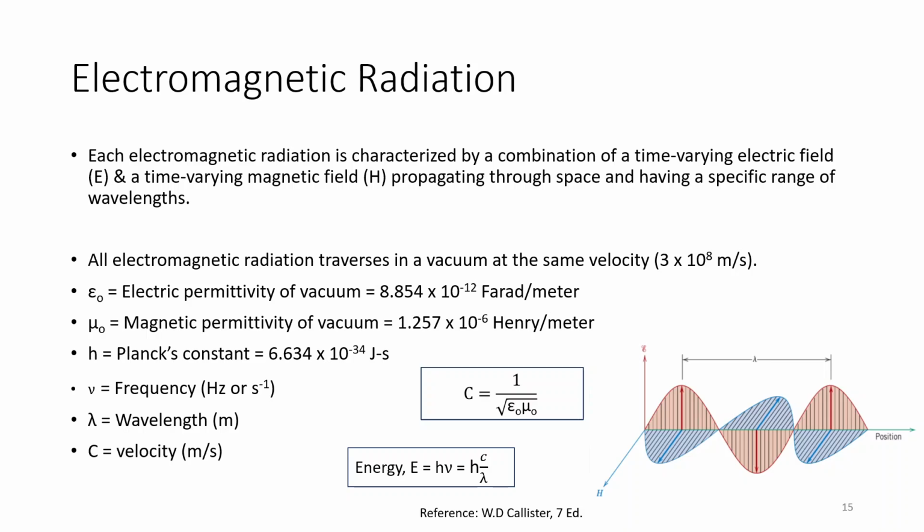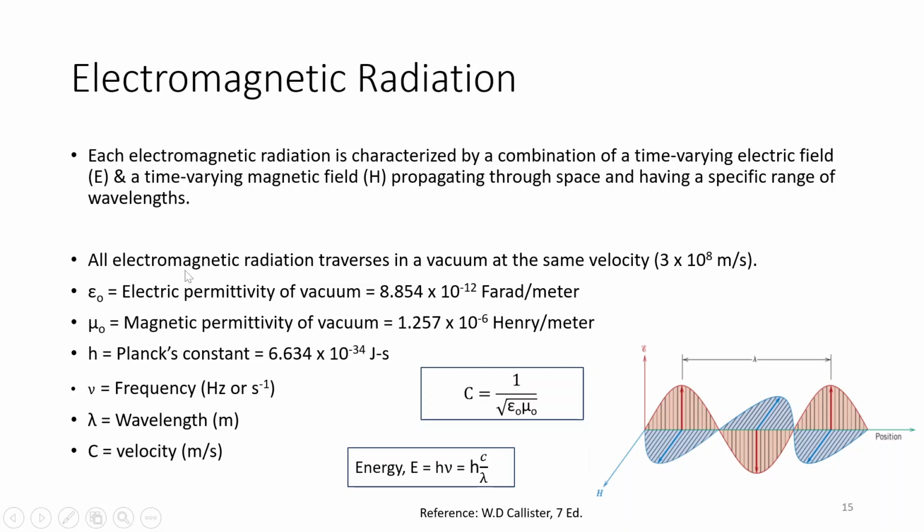Each electromagnetic radiation is characterized by a combination of a time varying electric field E and a time varying magnetic field propagating through space and having a specific range of wavelengths. As you can see here, the magnetic field and electric field are perpendicular to each other, and the direction of propagation is also perpendicular to these directions. So it is in 3 dimensions.